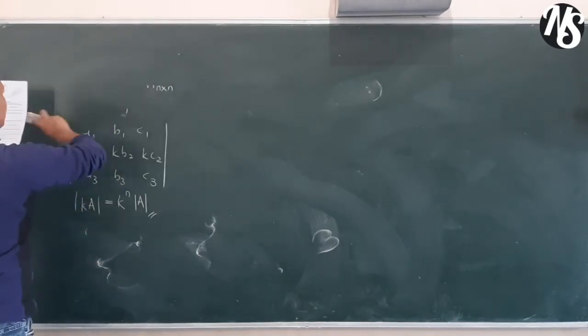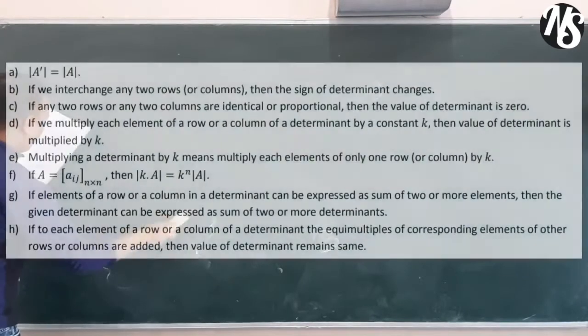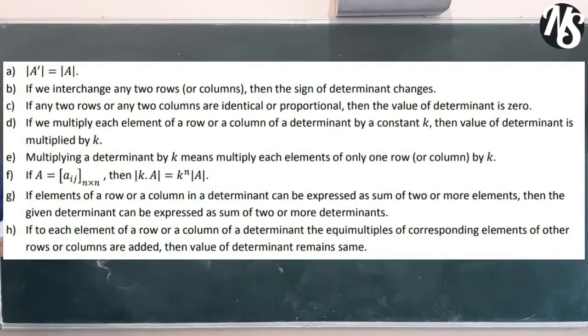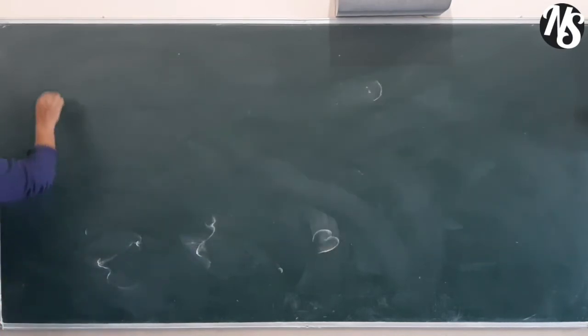Now let's see another one, property number G, which says if elements of a row or column in a determinant can be expressed as a sum of two or more elements, then the given determinant can be expressed as a sum of two or more determinants. Now see, just reading won't help you, you won't be able to understand. Let me explain using examples.